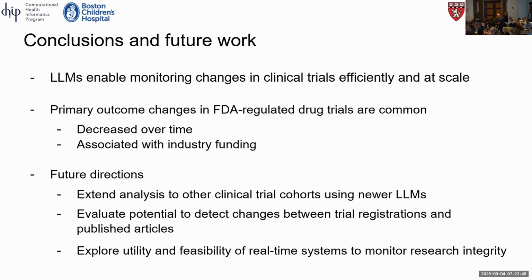We found the opposite association with industry funding, where there's fewer discrepancies from industry funded studies. And we found no difference over time as well. And so we're capturing different things, but I'm curious if you can speak more to that. Yeah, that's a really good question, really interesting.